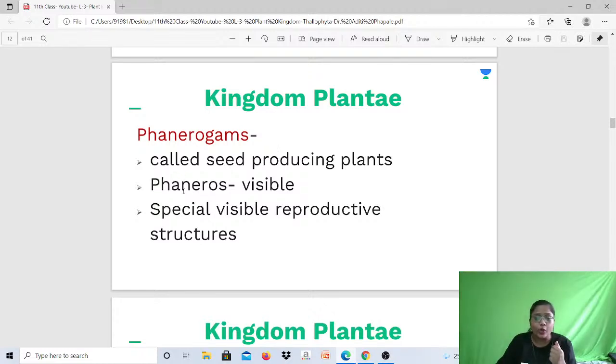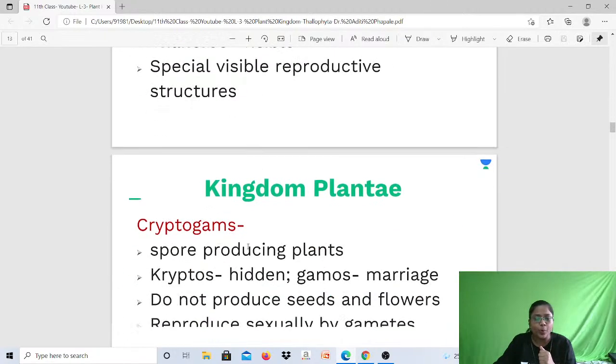What do you mean by phaneros? Phaneros, it means visible. Okay? So, the seeds are visible. Correct? They also have the seeds in these plants and other structures as well. They are clearly visible. And that's why the term phanerogams. They have special visible reproductive structures. Remember these points.